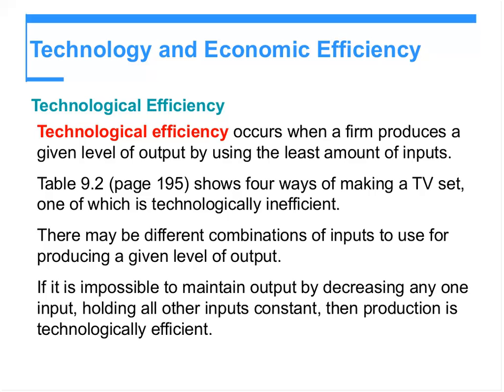There may be different combinations of inputs to use for producing a given level of output. If it is impossible to maintain output by decreasing any one input, holding all other inputs constant, then production is technologically efficient. So the moment you reach the point where you cannot decrease any more input without losing output, that's when you have to keep that input, and that is technological efficiency, because you have already reached the minimum input to get the maximum output. This is how you can check whether you're technologically efficient or not.